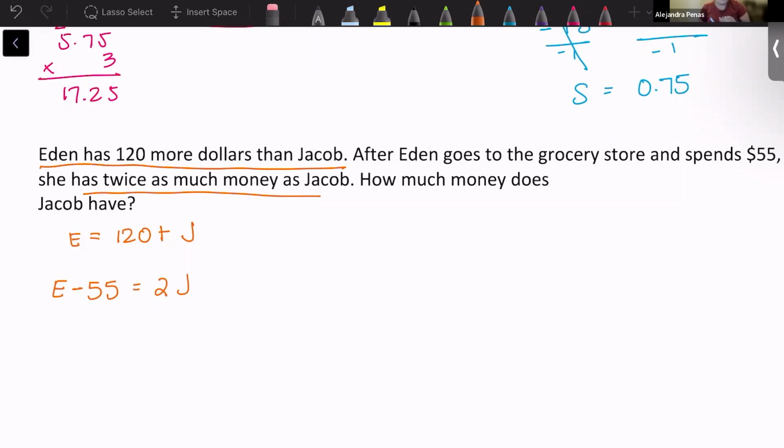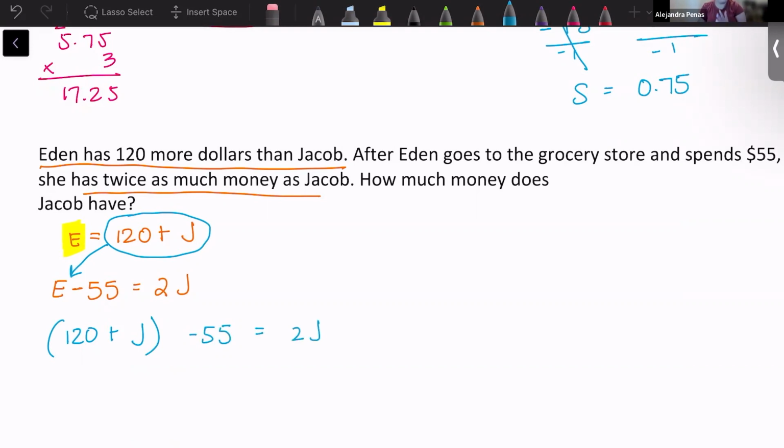So in this one, it would actually be a lot faster to use substitution because we already have one equation with a variable alone. So it's going to be really easy for us to just take all of this and replace it in here. So what is our equation going to look like? We're going to have 120 plus J, that's the E, minus 55 is equal to 2J.